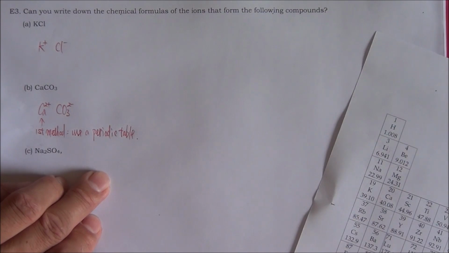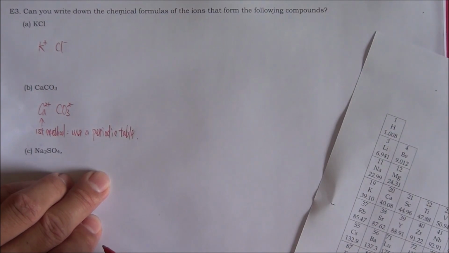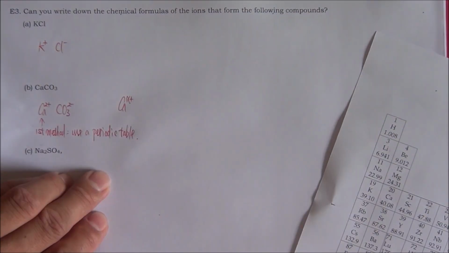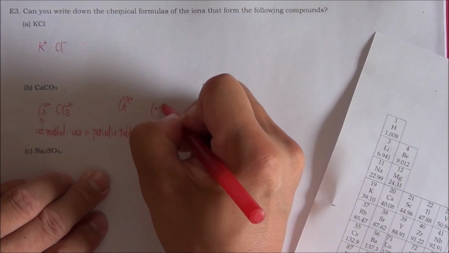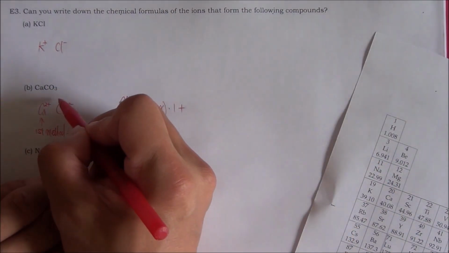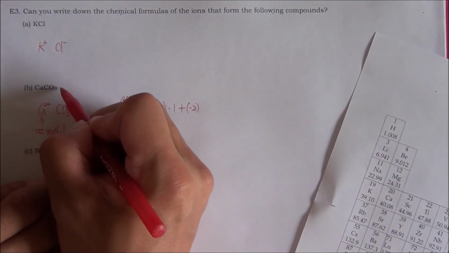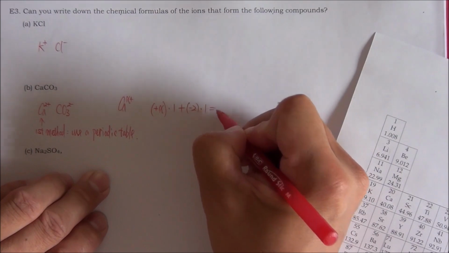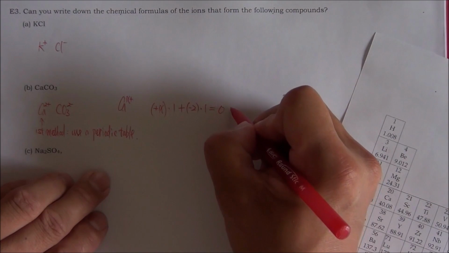The second method is based on the fact that the net charge of a neutral compound is equal to 0, and the net charge is equal to the charge of the cation plus the charge of the anion. Since we do not know the charge of Ca, let's assume the charge is +x. Within the compound, we only have one Ca ion. For the anion, the charge is -2. We only have one CO3 2-, and the sum is equal to 0. Then we can solve this equation to find x.